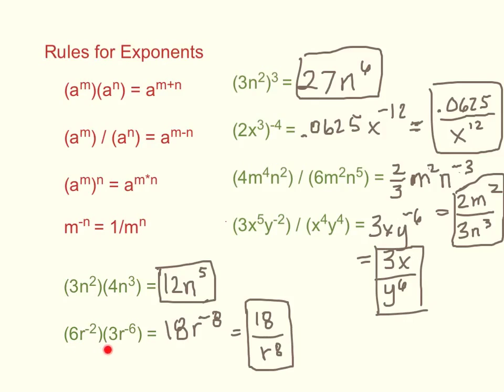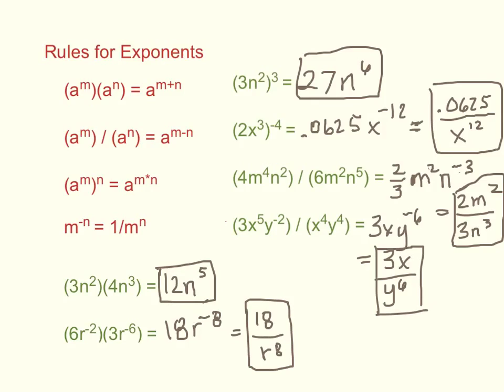6r to the negative 2 times 3r to the negative 6. I multiply my numbers out front, my coefficients. 6 times 3 is 18. R to the negative 2 times r to the negative 6 is r to the negative 2 plus negative 6. Negative 2 plus negative 6 is negative 8, and now I'm going to apply my last rule here, which says that if I have that negative exponent, I can move it to the denominator and make it positive. So I'm left with 18 divided by r to the 8th.